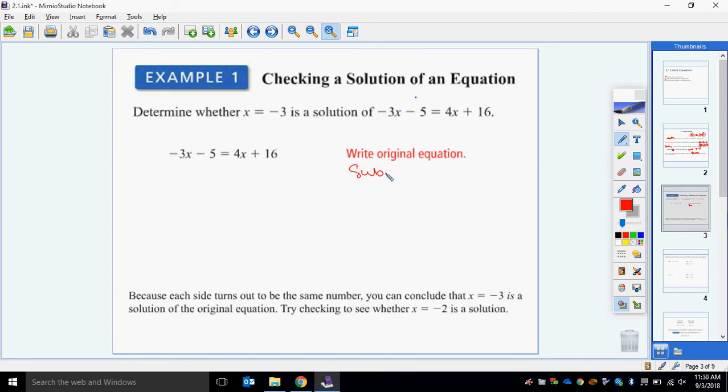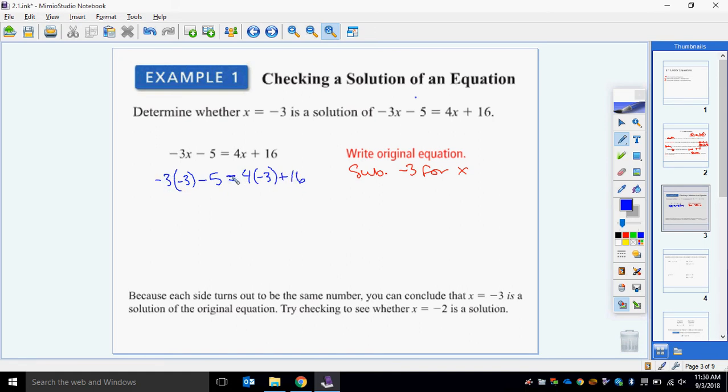Our next step is to substitute negative 3 for x. So anywhere we see an x, we put a negative 3. So it's negative 3 times x, so I'm going to sub in a negative 3. And it says minus 5 equals 4 times x, so I'm going to sub in a negative 3, plus 16, and then I'm going to solve.